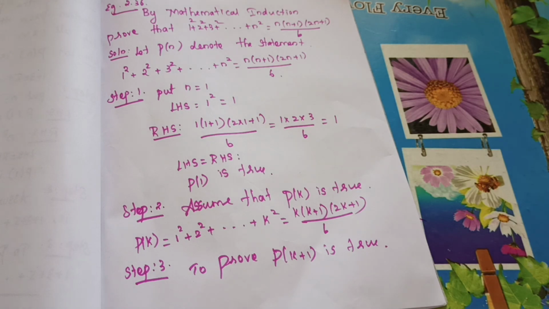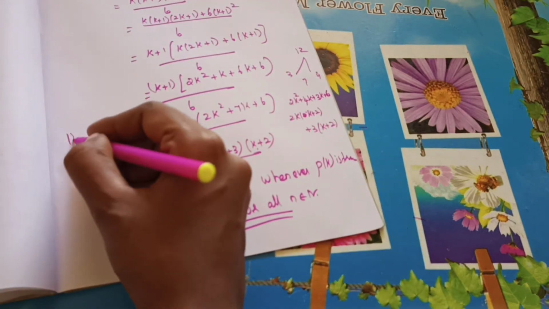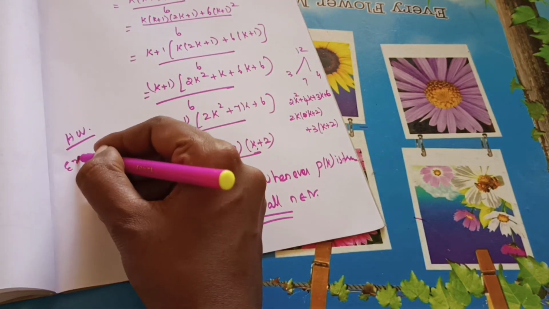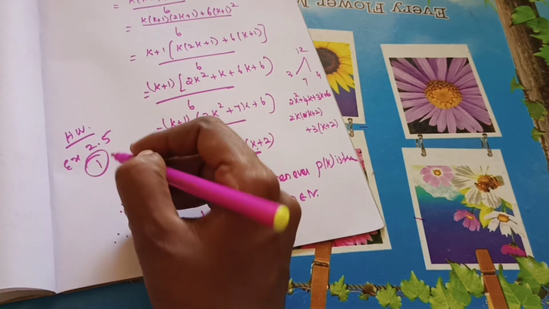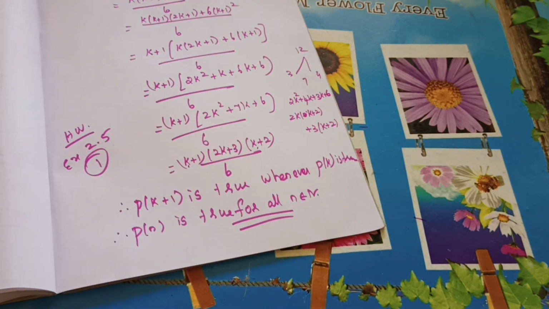Got it? Okay students, so 3 examples we have completed. All of you take down your book, Exercise 2.5. All of you try the first problem. I am giving only one homework for you: Exercise 2.5, problem number 1. Will you try?